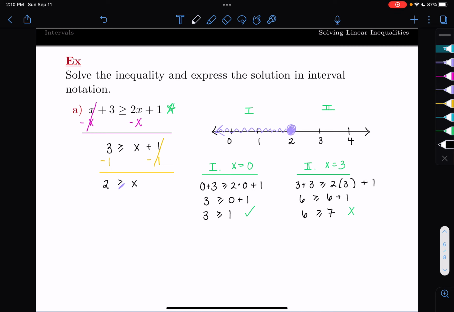So our solution, we want to express in interval notation. The solution is we start at negative infinity and we continue to 2. That is where we stop, but we can equal 2.